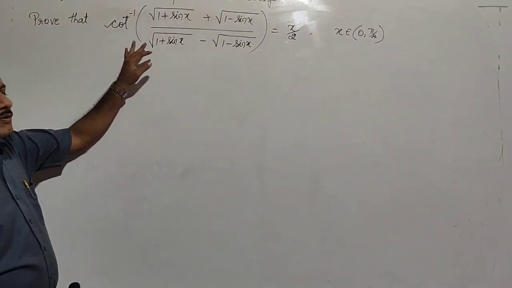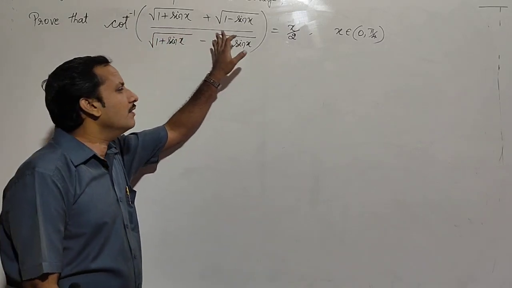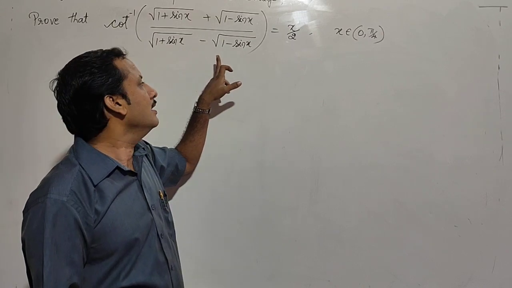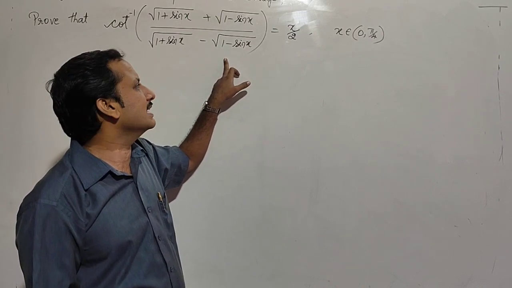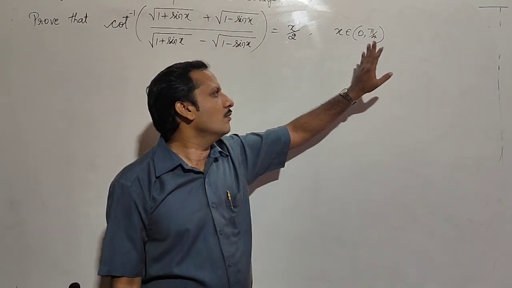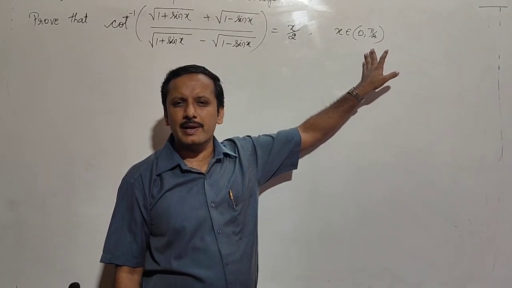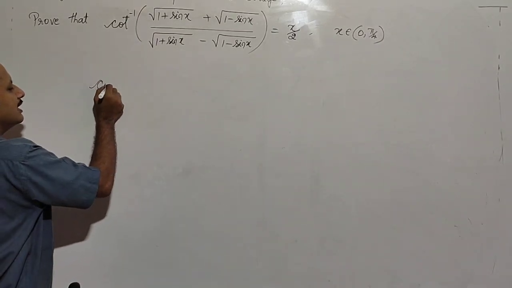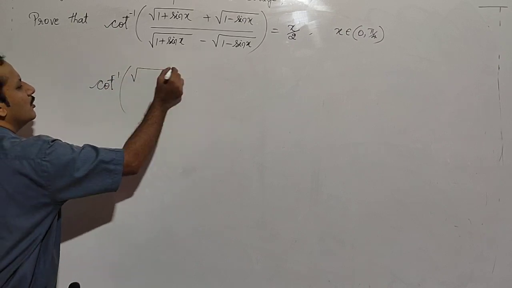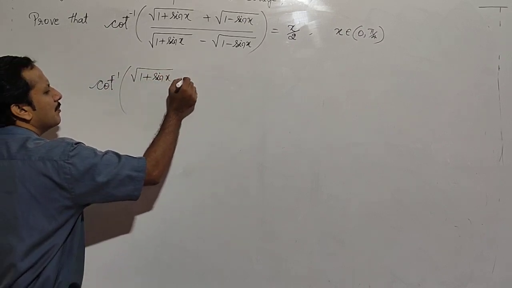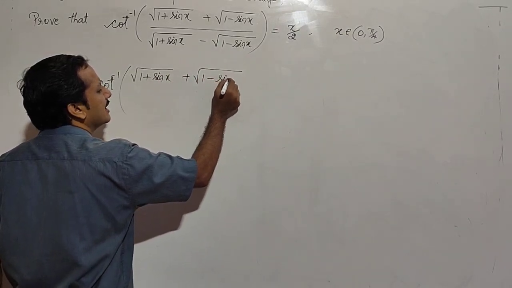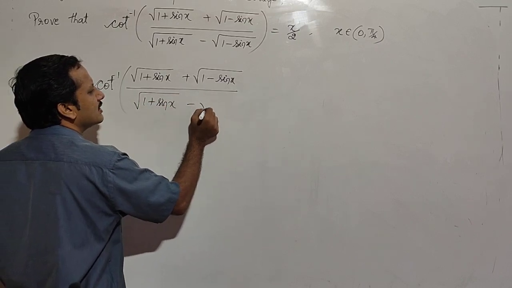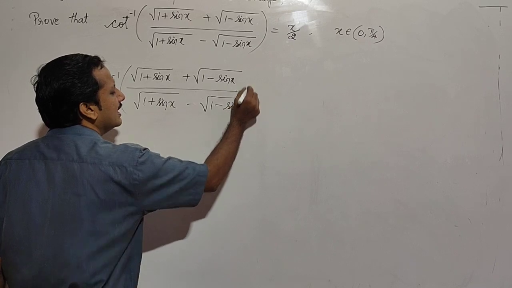Okay, so we are asked to prove that cot inverse of root of 1 plus sine x plus root of 1 minus sine x divided by root of 1 plus sine x minus root of 1 minus sine x is equal to x by 2 whenever x lies in interval 0 to pi by 4. This is what you are asked to prove. Okay, so I will take LHS here. LHS is cot inverse of root of 1 plus sine x plus root of 1 minus sine x divided by root of 1 plus sine x minus root of 1 minus sine x.